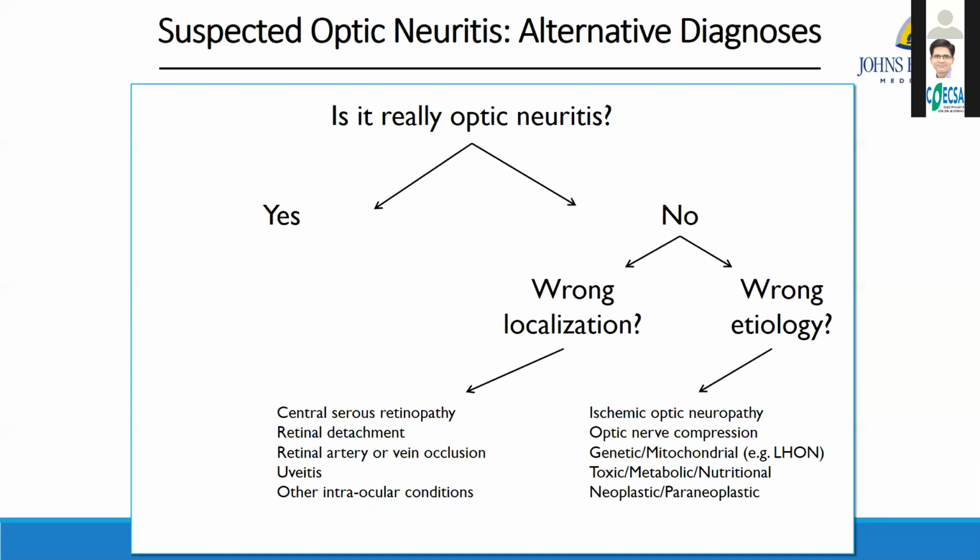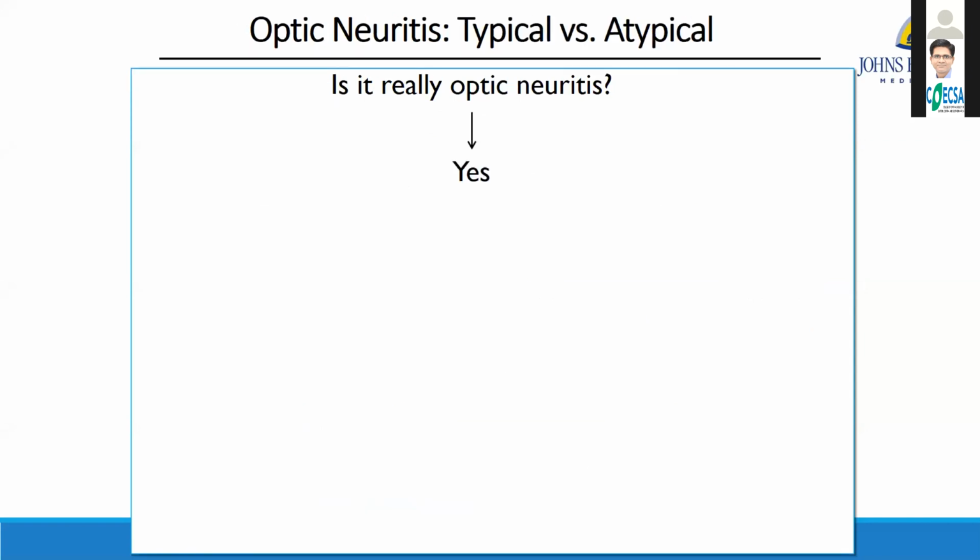Or is this the wrong etiology of optic nerve pathology? Could this be an ischemic optic neuropathy or compressive neuropathy? Could it be genetic, such as Leber's? Is there a toxic, metabolic, or nutritional cause? So these are the types of things that I'm thinking about if it's not optic neuritis.